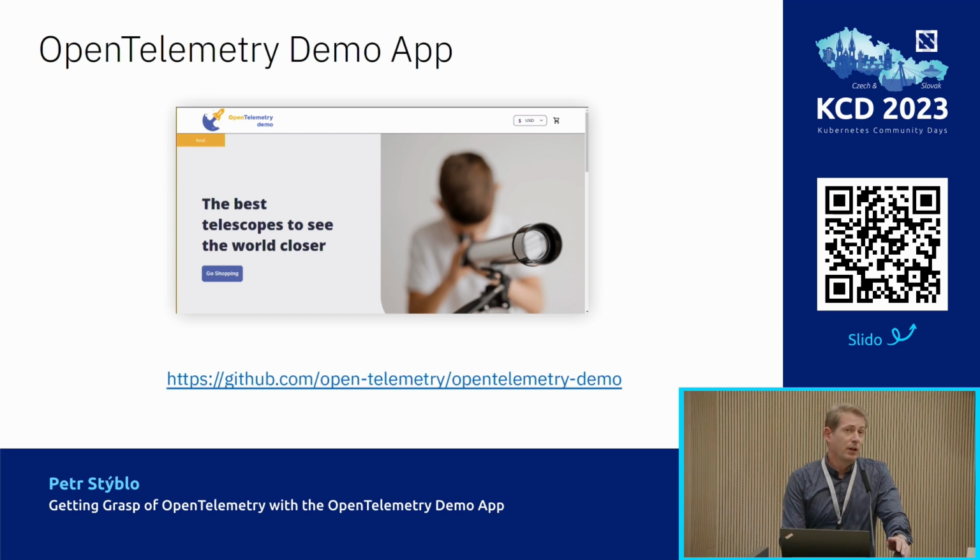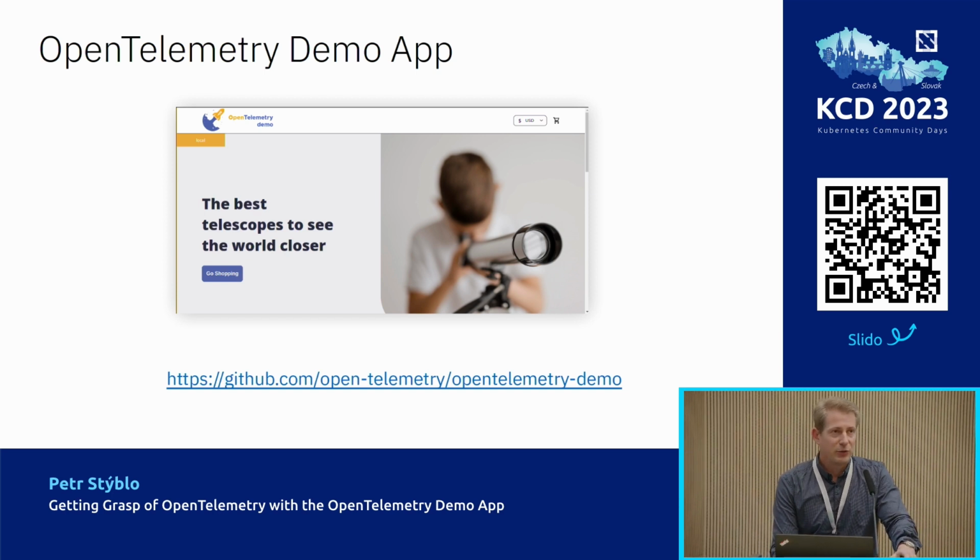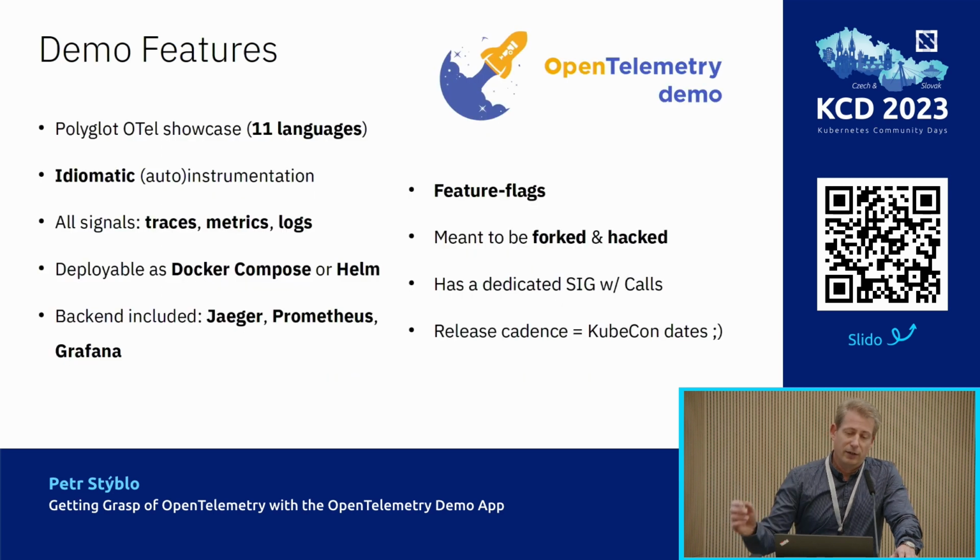It's very much a web shop application. The theme has been chosen quite obviously in the sense of observing things, observability. So it's an astronomy-themed shop where you buy stuff related to astronomy. And it is a microservices application that consists of many components.